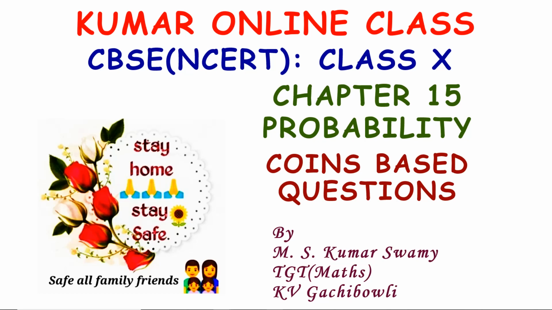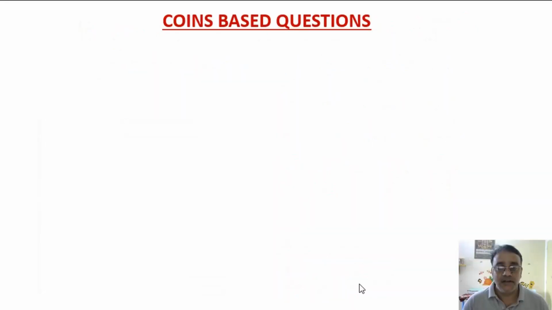Hello everyone. Today I'm going to start coins based questions from chapter number 15, probability. इसमें भी बहुत सारे बच्चे मुझे डाउट्स पूछ रहे हैं. We are going to complete the coins based questions. So if one coin is tossed, what are the total number of possible outcomes?